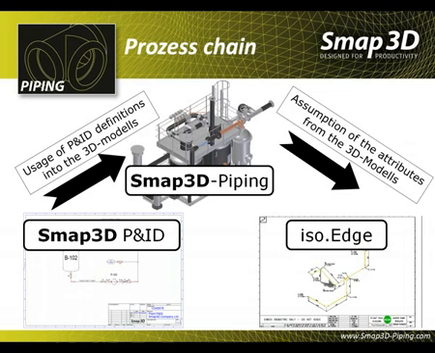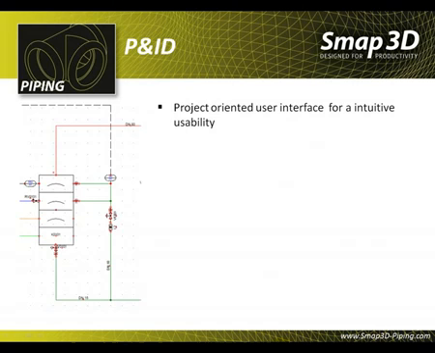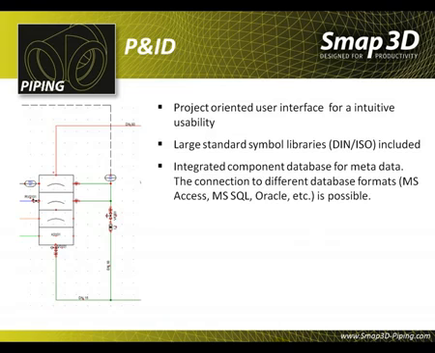Before we start the live presentation, I'd like to explain some benefits of each product. Let's start with the P&ID application. The P&ID application and the project-oriented user interface allow an intuitive usability of the software. Included in the software are large standard symbol libraries based on DIN and ISO specifications. With the integrated component database for metadata, we support the user to create intelligent P&ID drawings.